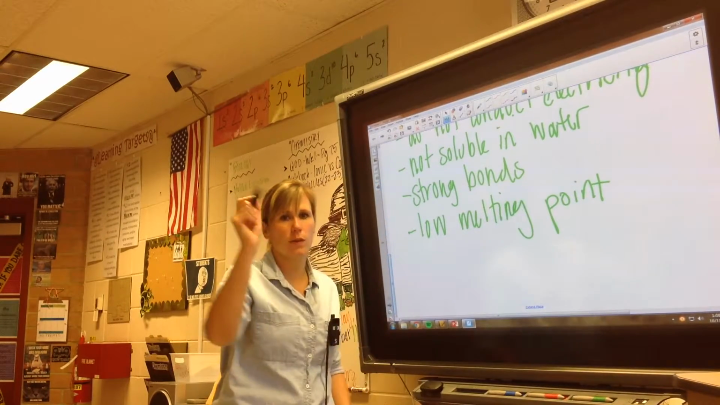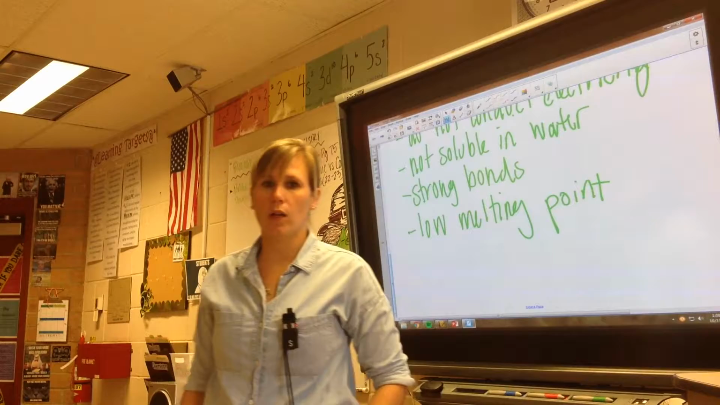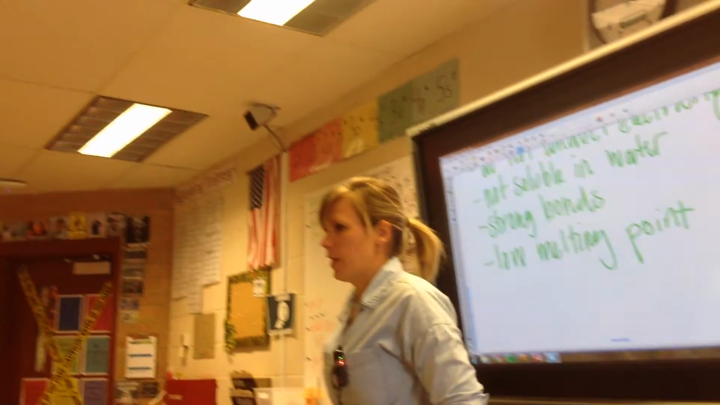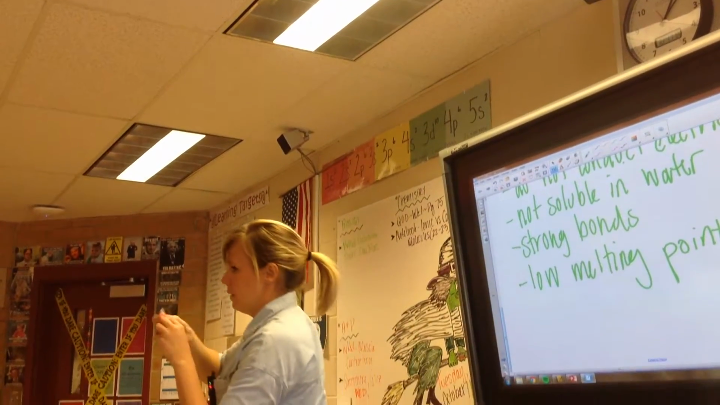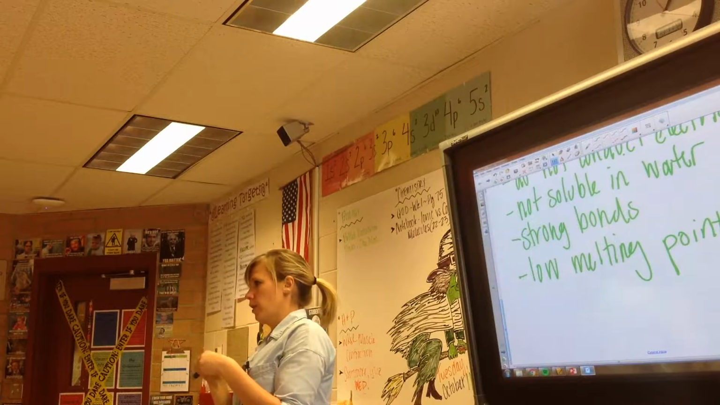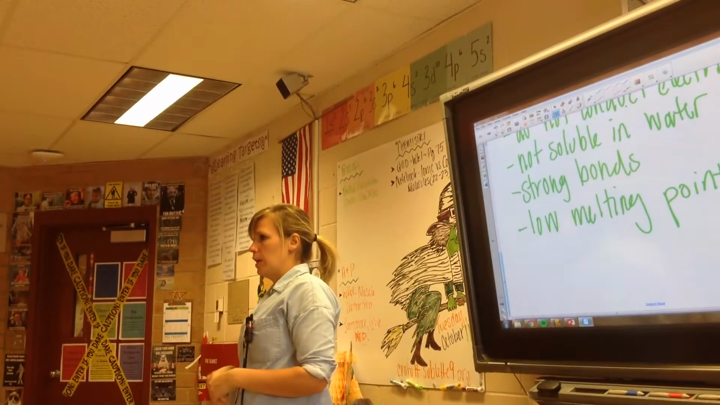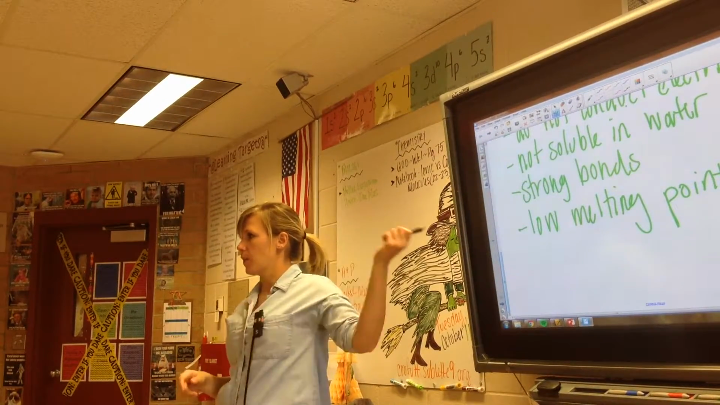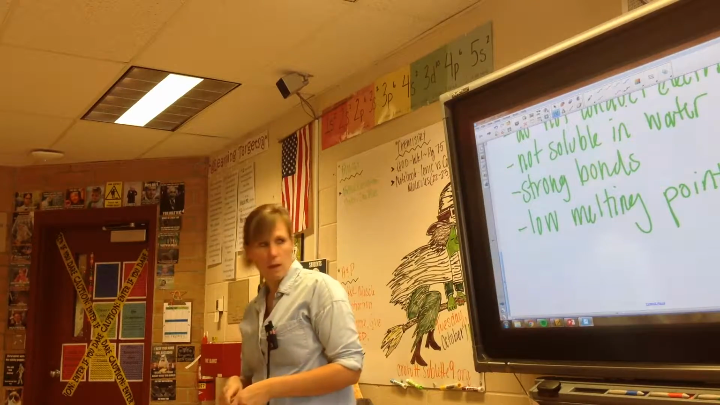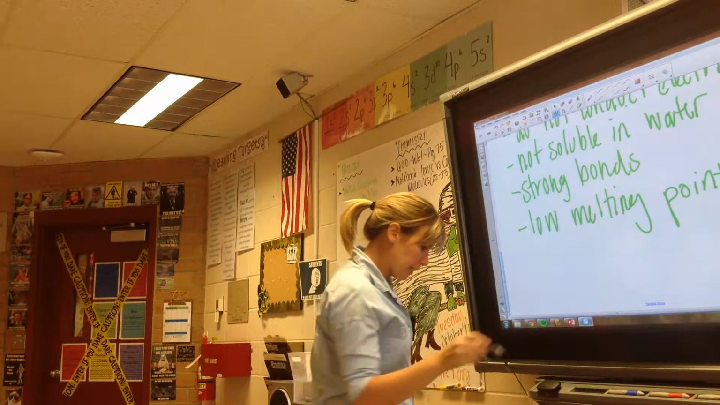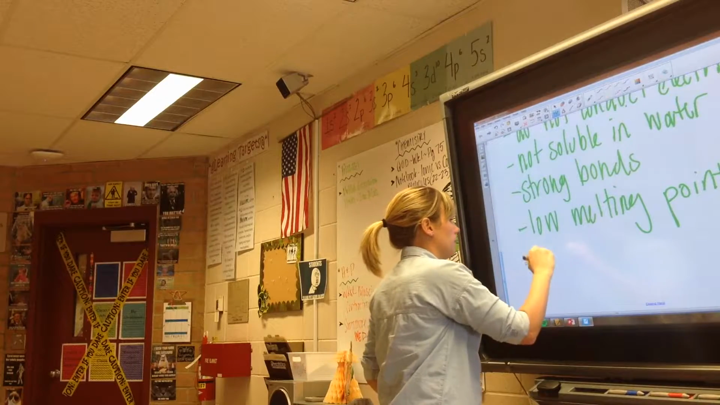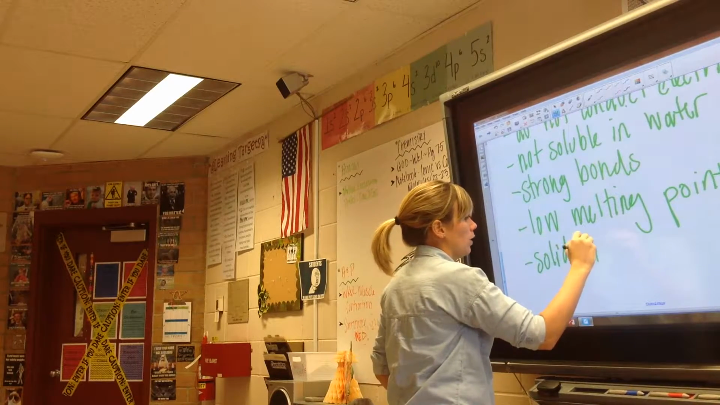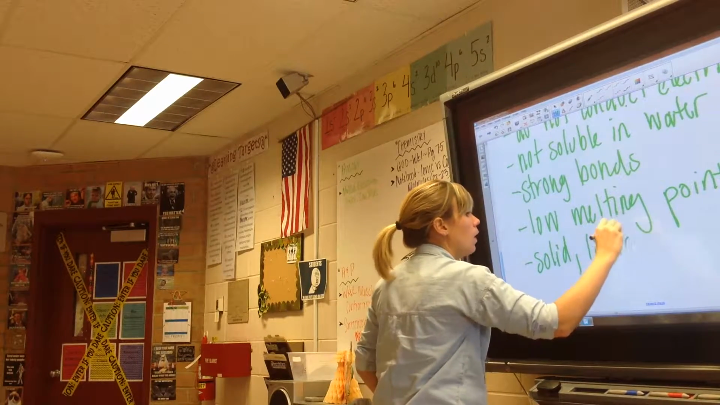So one of the things you guys are going to do in the lab tomorrow is you will start a Bunsen burner. You will make kind of a little cup out of tin foil, and you will hold the cup over the flame. If it melts within a couple seconds, then it's probably covalent. Okay? And last but not least, it can either be a solid, a liquid, or a gas at room temperature.